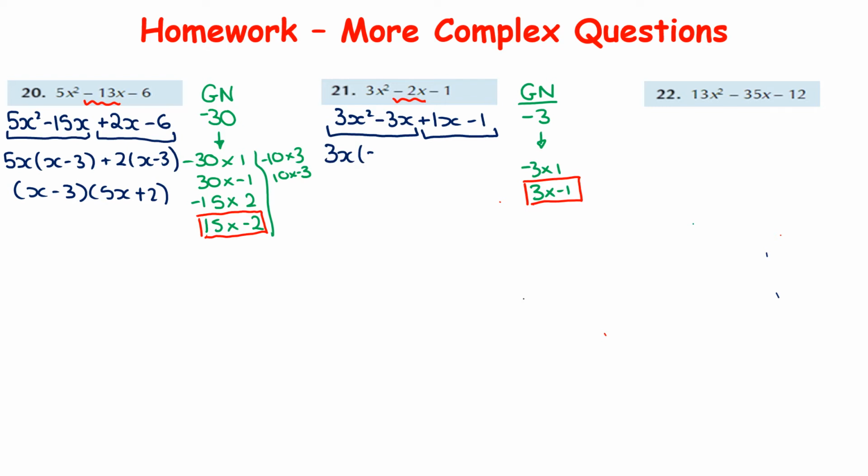3x is common, I'm left with x minus 1. Plus 1 is common, and I'm left with x minus 1. My brackets are the same. It's common, x minus 1 times 3x plus 1.